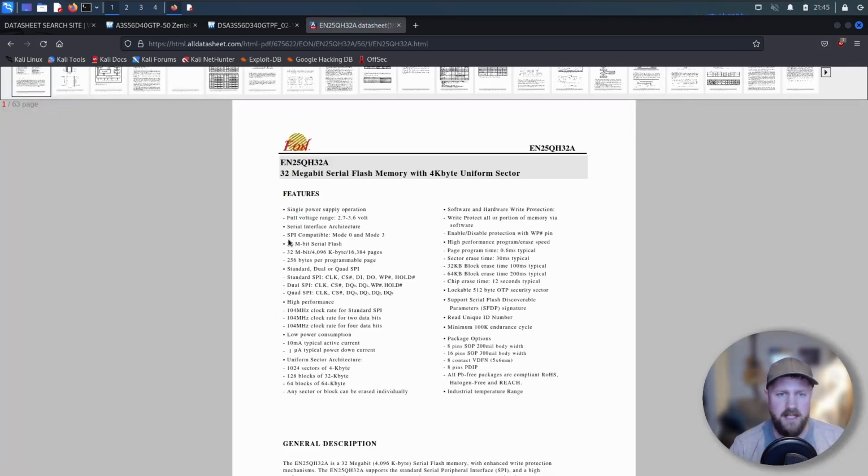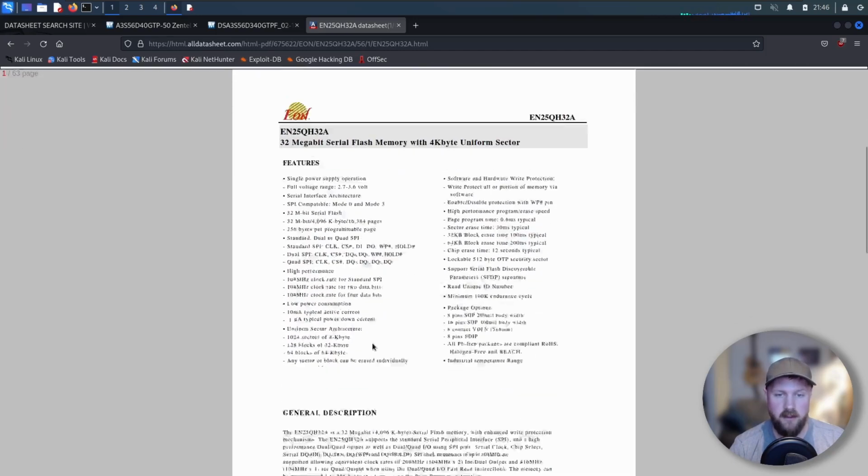So looking at some of these main features, the one that sticks out for me here is that it is SPI compatible. So that is, again, that serial peripheral interface, and this just confirms what we saw on the data sheet for the processor. And then if we scroll down a little bit more, we see it supports these different types of SPI and the different signals that are going to be used for it. So you can see a little bit of a general description here.